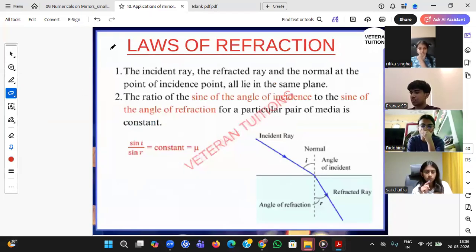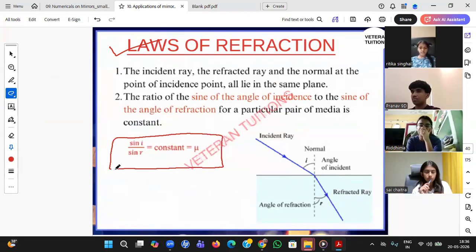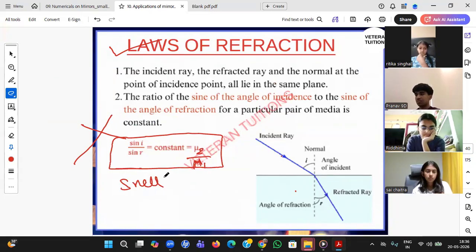Then we have understood the laws of refraction. Here you can say the second law of refraction is mu2_1, which is nothing but mu2 by mu1. That means two mediums are there. What is the ratio of the refractive index of one medium to the other medium? It is given by sin i by sin r. Anyhow, I did not ask you to remember this. I have asked you to remember Snell's law.